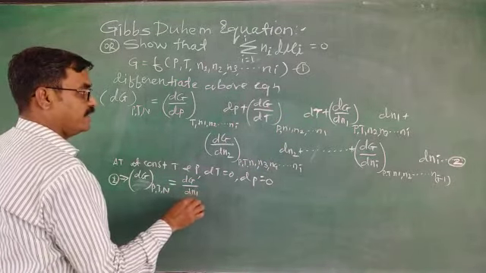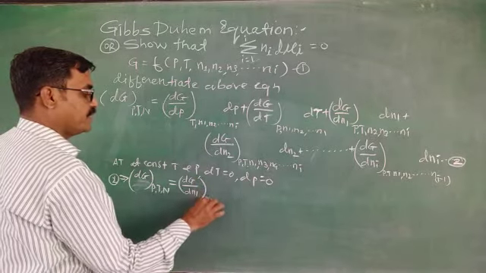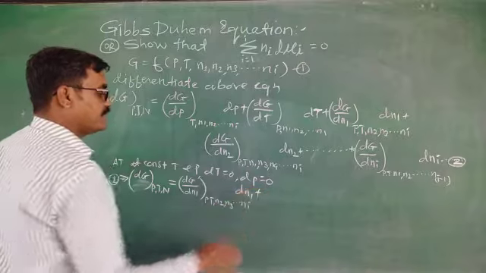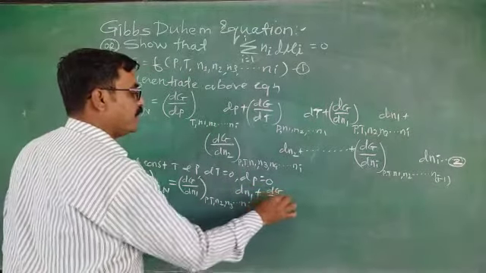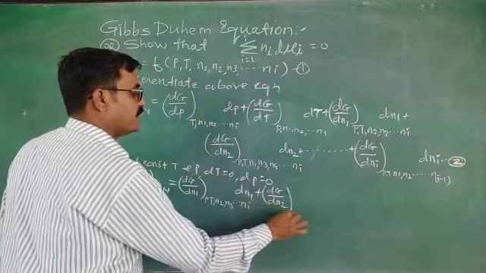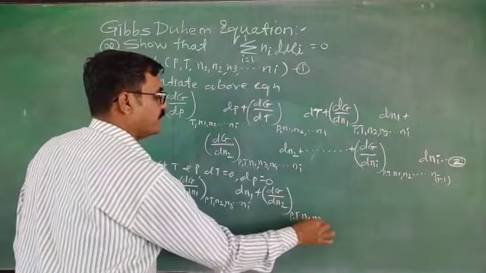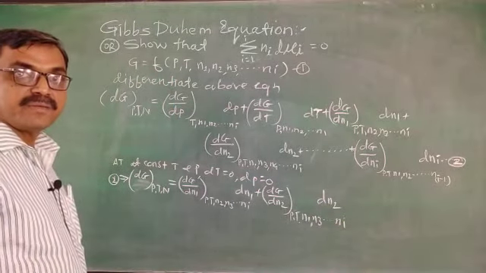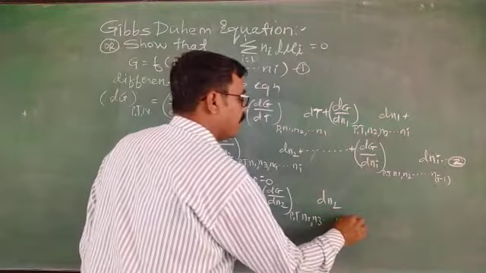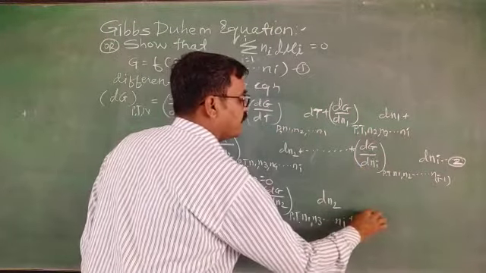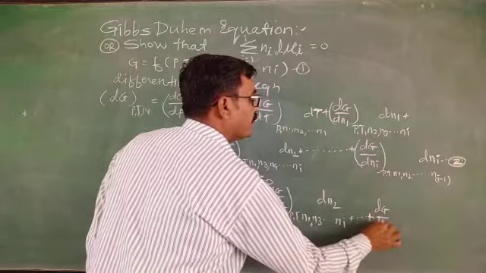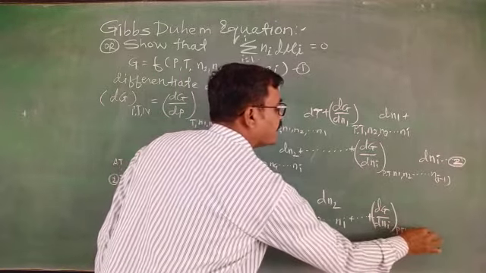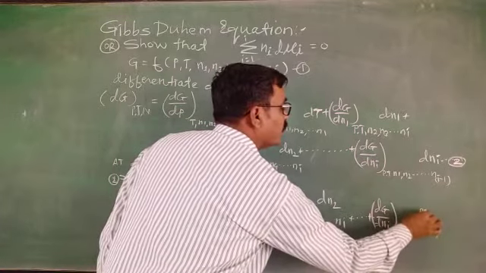Then the next term is dG upon dN1 at constant pressure, temperature, N2, N3, up to Ni, times dN1, plus the next term dG upon dN2 at constant pressure, temperature, N1, N3, up to Ni, times dN2. Now the last term will be plus dG upon dNi at constant pressure, temperature, N1, N2, up to Ni minus 1, times dNi.